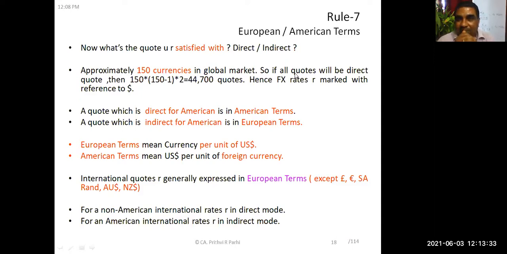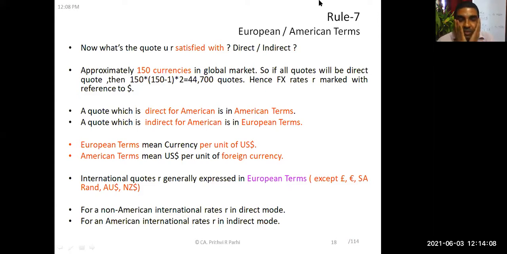Now you see, if I'm asking you, are you satisfied with the quote? Suppose I'm giving you a quote, rupee by dollar is equal to 75, or dollar by rupee is equal to 0.0133. Which quote will satisfy you? Direct quote or indirect quote? In which quote will you feel more happy? You will be more happy with the direct quote.